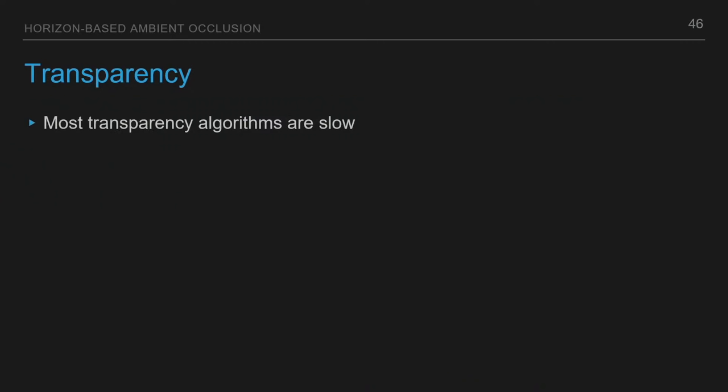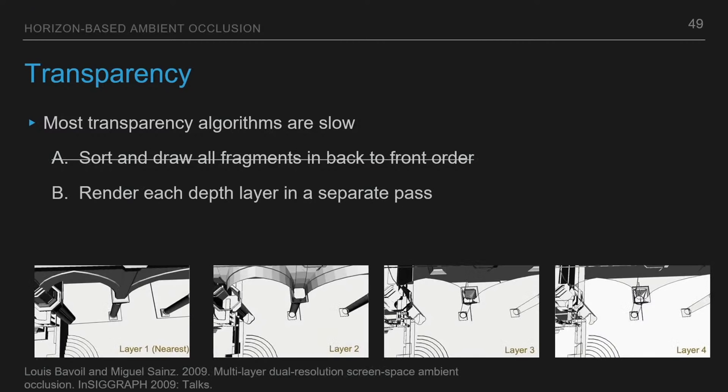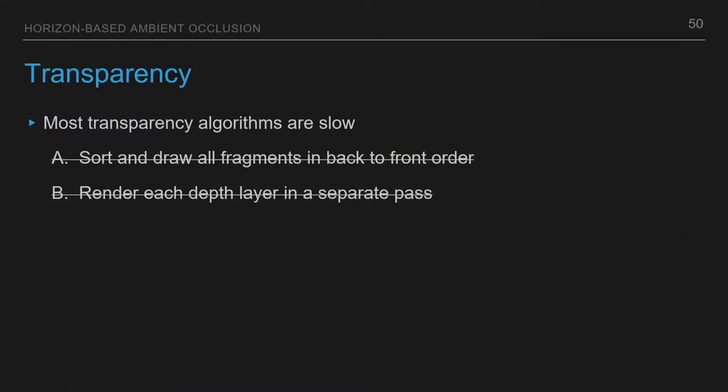So this idea is rather cool, but most transparency algorithms are quite slow, and we want to keep the real-time performance. So we could sort and draw all fragments in a back-to-front order, but sorting thousands of fragments in real-time is not really feasible. So we scratch that. We could also render each depth layer in a separate pass, but still, the render cost is highly scene-dependent and not really feasible in real-time, except for very few layers. So we also scratch that.